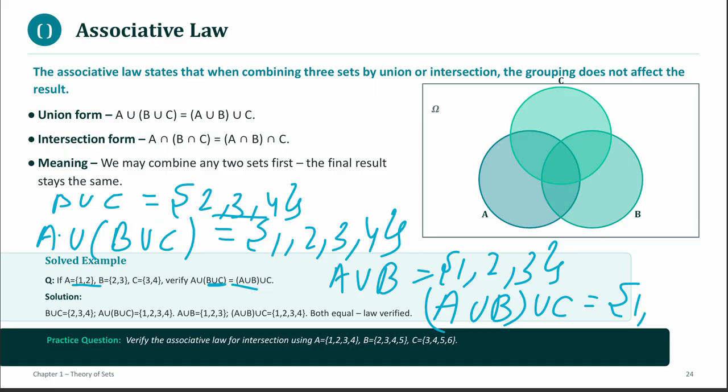So what will I get? 1, 2, 3, 4. Alright. So both are equal, hence the law is verified. You may try this practice question yourself. It is the same as the solved example.